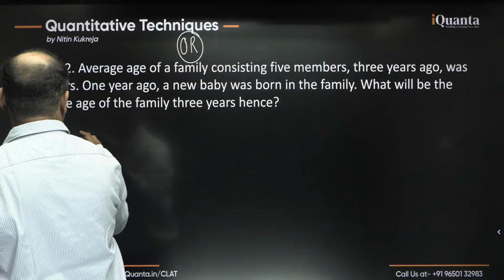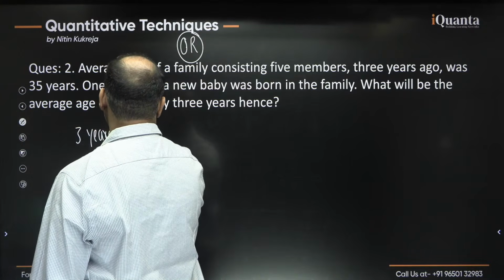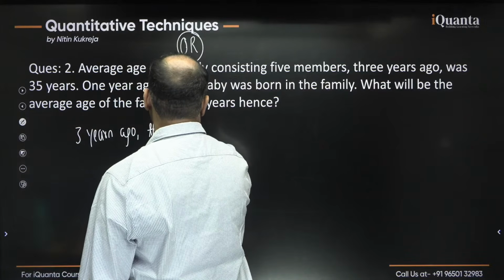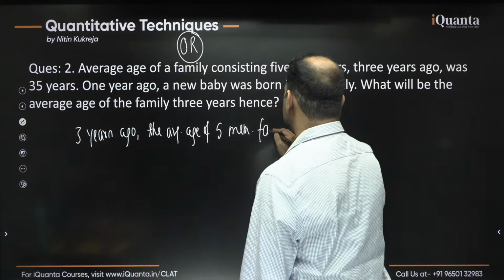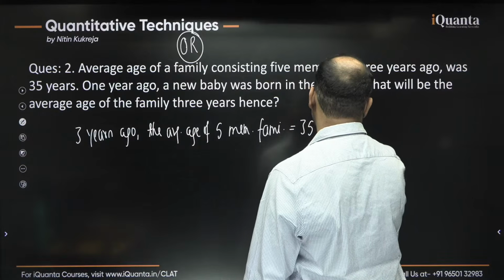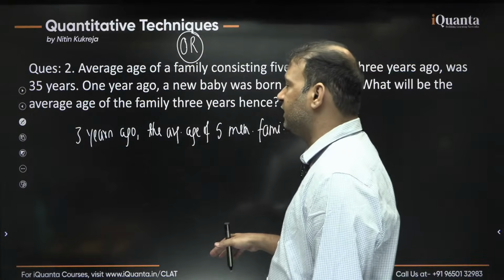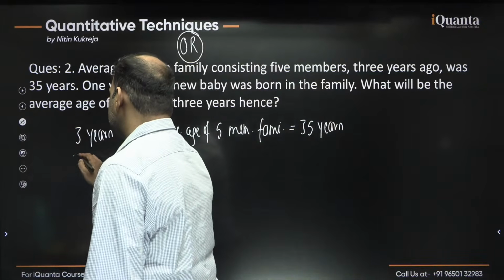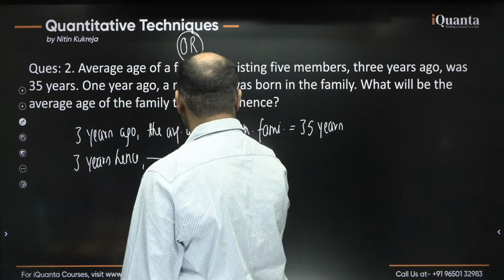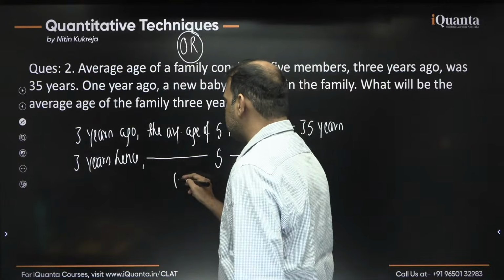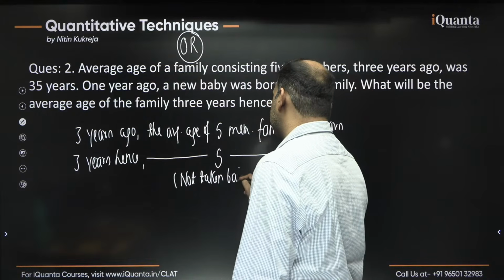What is given? The average age of a family 3 years ago. Let me write it. 3 years ago, the average age of the 5-member family is 35 years. As I said, just ignore the change which is given. Just look at the final question: find the average age of the family 3 years hence. So we'll just do this: 3 years hence, what is the average age of the family? The average age of the 5-member family, because we have not taken the baby in the family. We are not considering any changes.